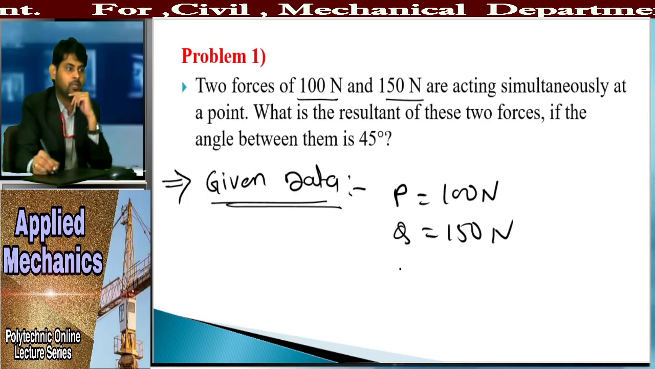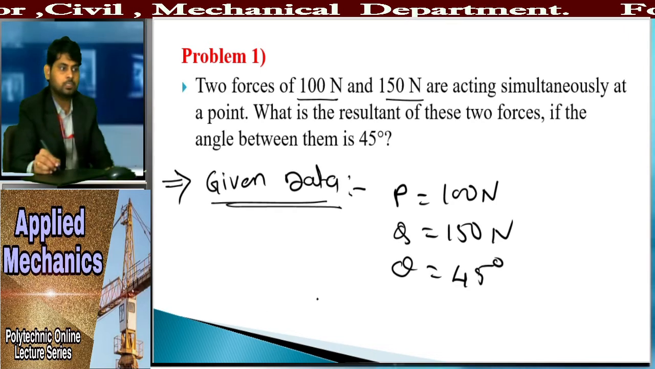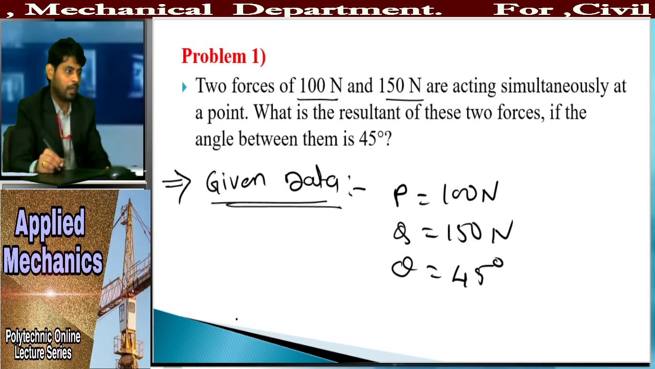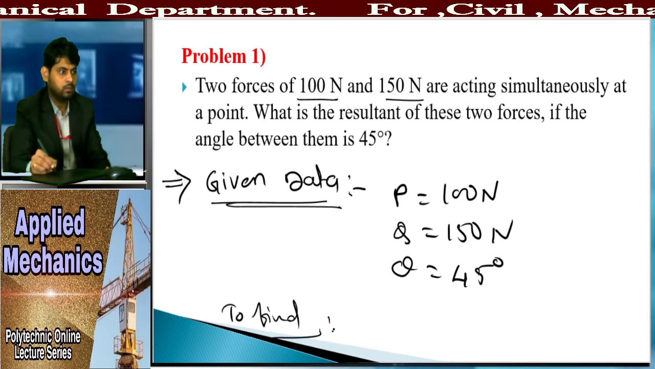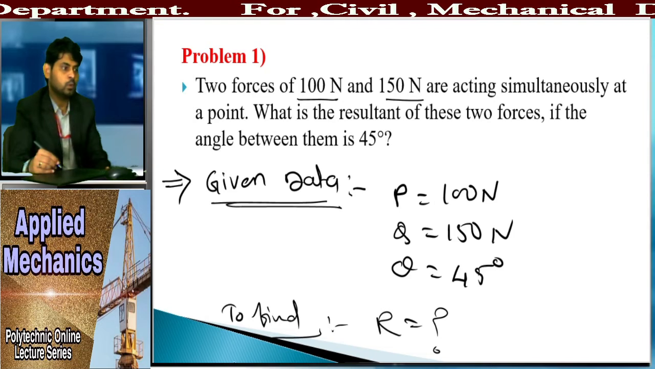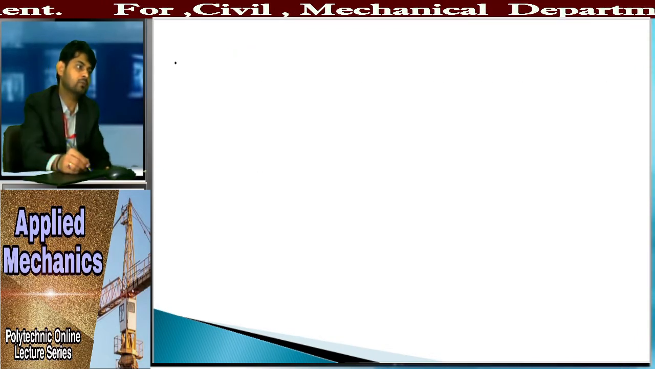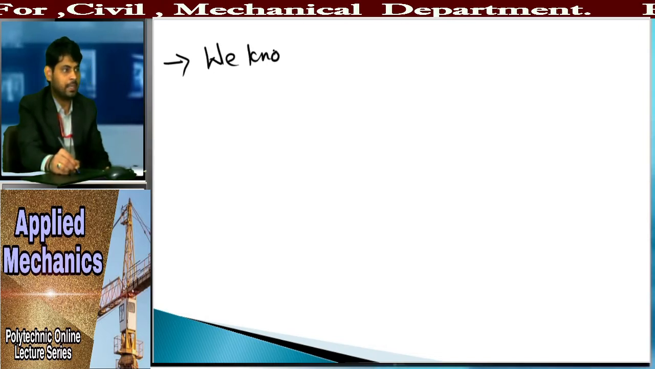The angle is given, and the angle is 45 degree. So these two forces are given, the angle is given, and what we have to find out? We have to find out the resultant of these forces. We have to find out R. So how can we find it? Recently we have discussed one derivation for finding the resultant. So you can write like this.